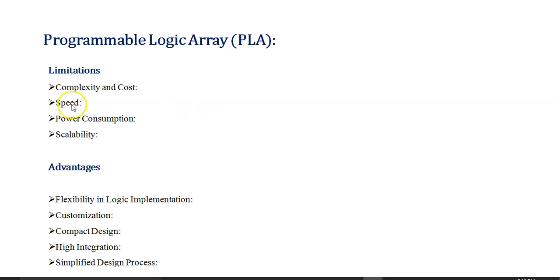Second point, that is the speed. The multiple levels of logic within the PLA can introduce delays, making them slower compared to some of these PLDs, that is FPGA, PAL over there. So as you are programming all AND array and all OR array, somewhat of a speed limitation will be there. It will not be that much faster, but it will be somewhat slower. Third point, that is the power consumption. The dense interconnection of logic gates can result in higher power consumption, which might not be suitable for low power applications. So because of density over here, the power consumption will be more.